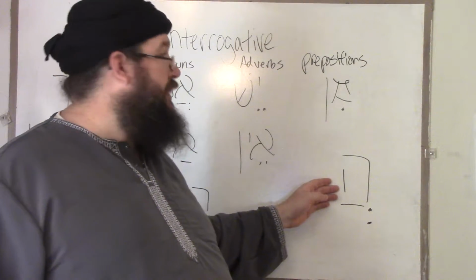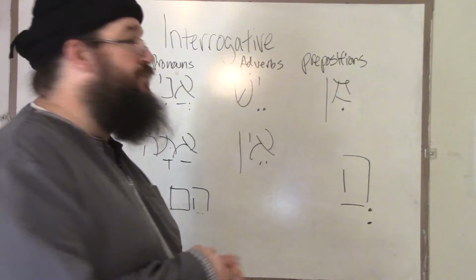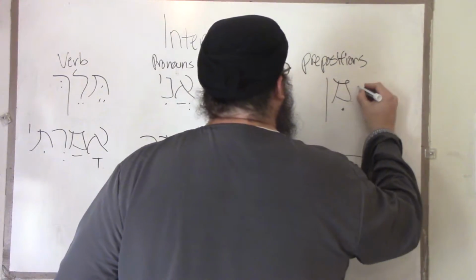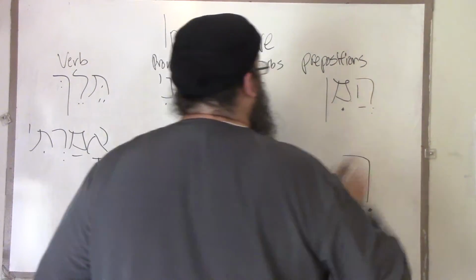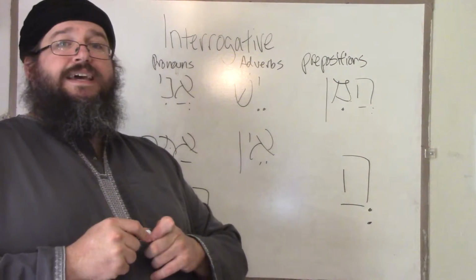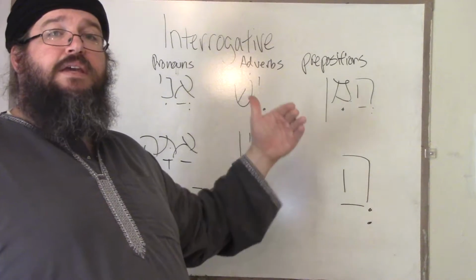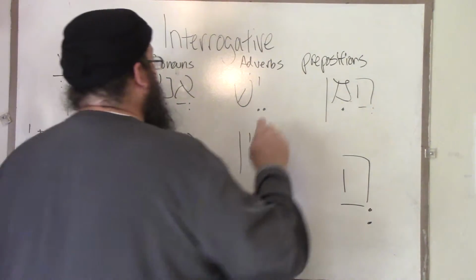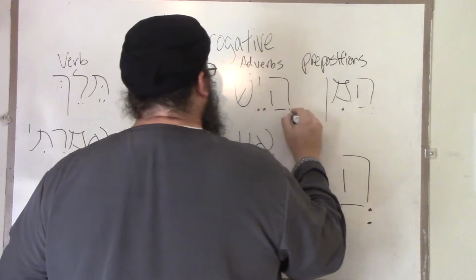So when you take this hey interrogative and attach it, for example, to the preposition min, min means from. When I say hamin, now I'm asking a question: is it from? Hamin.